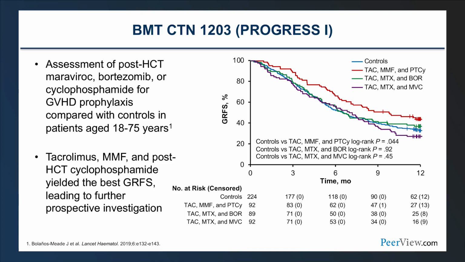There was better news from PROGRESS 1, BMT-CTN 1203. This was published in Lancet Hematology in 2019 and was a really interesting phase 2 study where it sought to compare post-transplant maraviroc, bortezomib, or cyclophosphamide, this time combined with MMF and tacrolimus, and compare them to a contemporaneous CIBMTR control. And as you can see here in the Griffiths plot, TAC, MMF, and post-PTCY had the best Griffiths, and this has led it to be used in a further phase 3 trial.